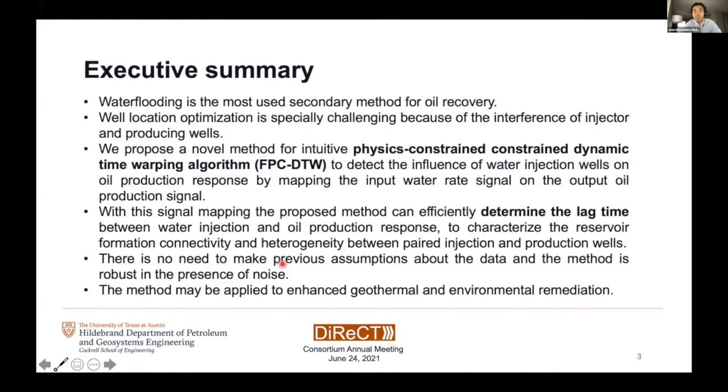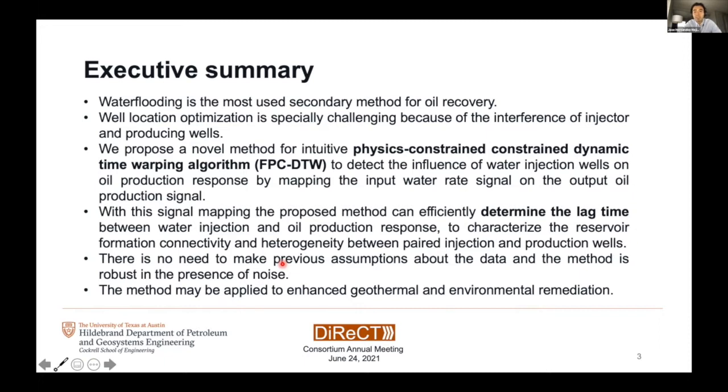And we are going to do this by mapping the input water signal into the oil production response signal. When we create this mapping of the two signals, then we can determine a lag time. That lag time is basically the influence, or the time that it takes the water to reach one point or to affect the oil producing well.